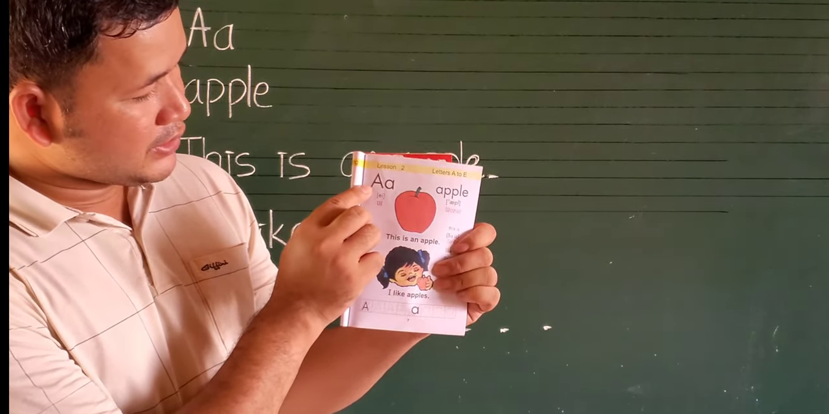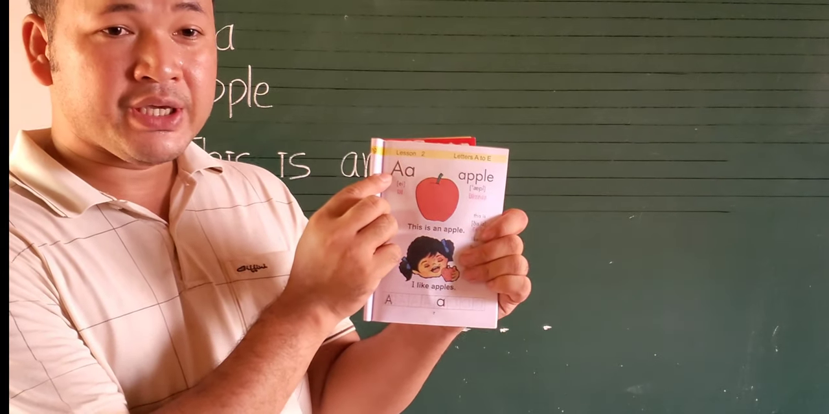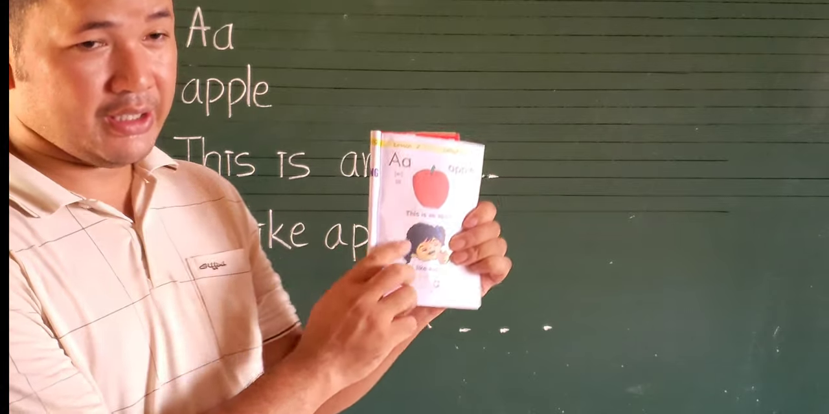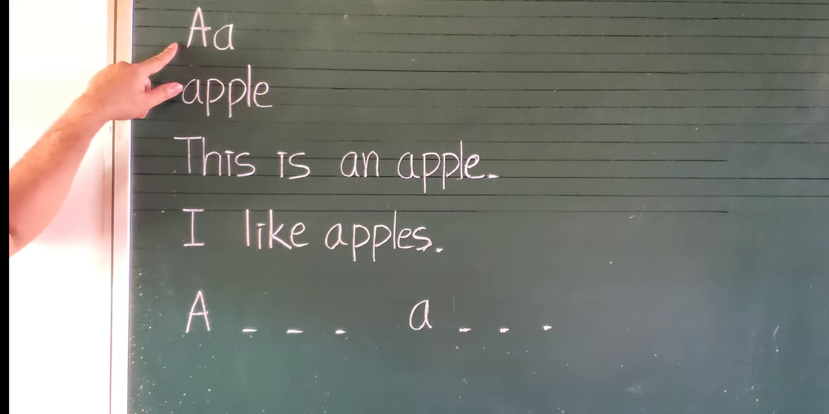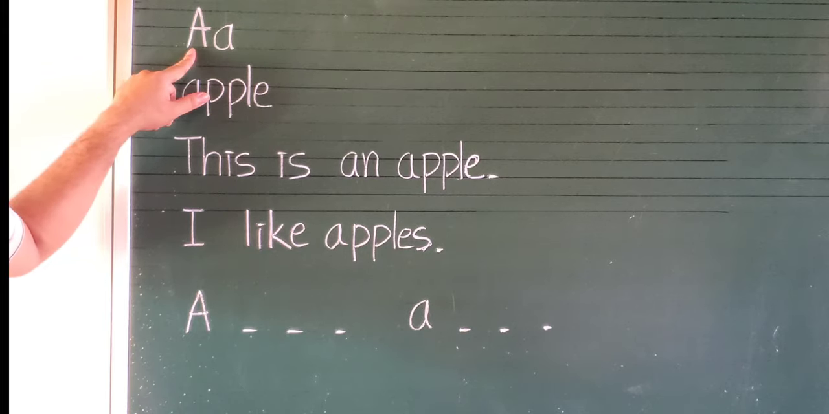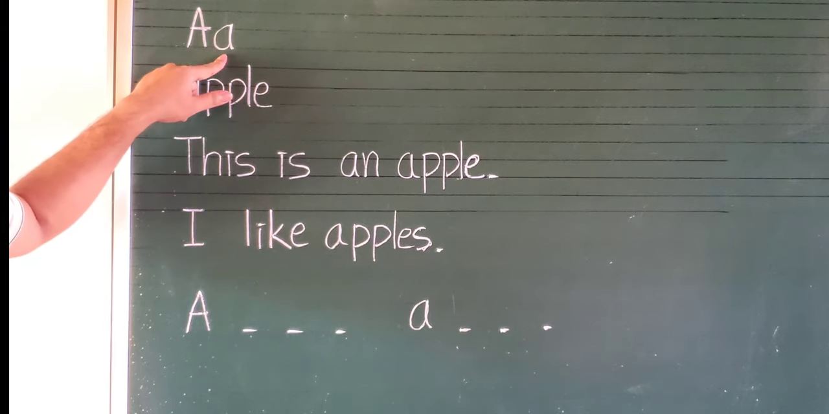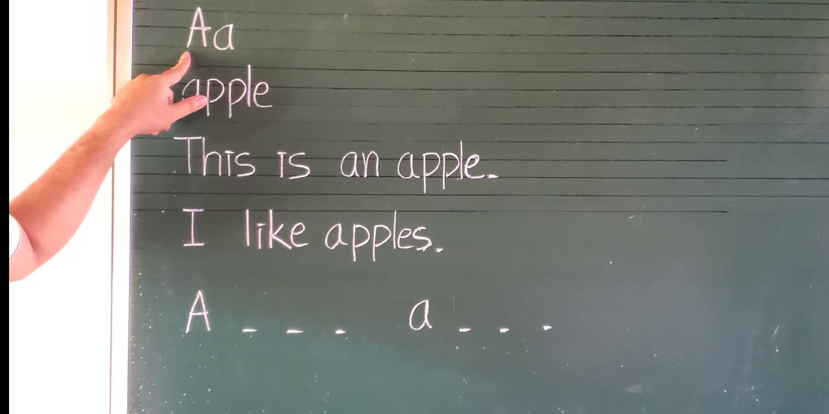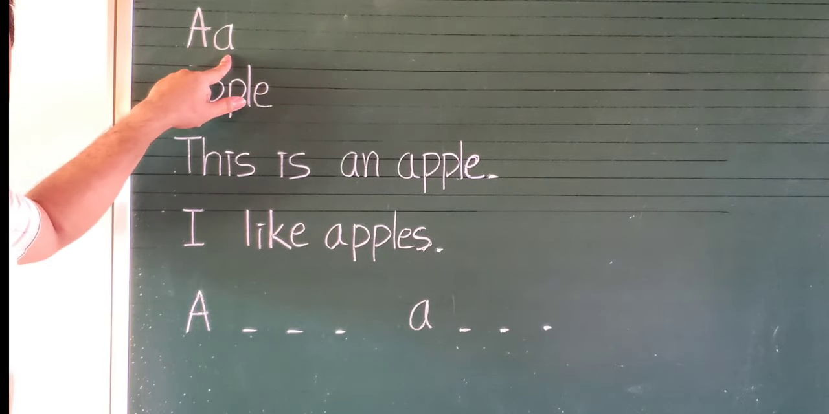So this is the letter A, the big A, and this one, the letter A too, the small A. You see? A. Big A. Small A. Letter A.